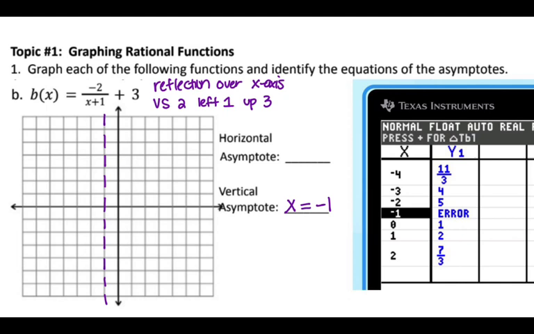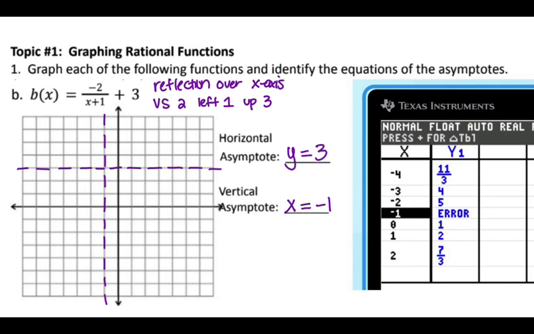For my horizontal asymptote, normally it's the x-axis, but it has been moved up 3. So I'm going to go ahead and move that up 3. And here is my new horizontal asymptote with the equation y equals 3. Now, I do know that I have a reflection over the x-axis. So normally, when I graph rational functions, they're usually in these two portions next to my asymptotes. But because I have a reflection, what that means is my curves are going to be down here and over here.